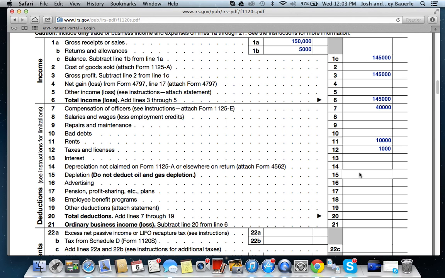Depletion, same type thing, a different form of depreciation. It says not to deduct oil and gas depletion, but that's typically where you see depletion, in oil and gas wells. So we'll ignore that. 99% of you won't have anything with that.